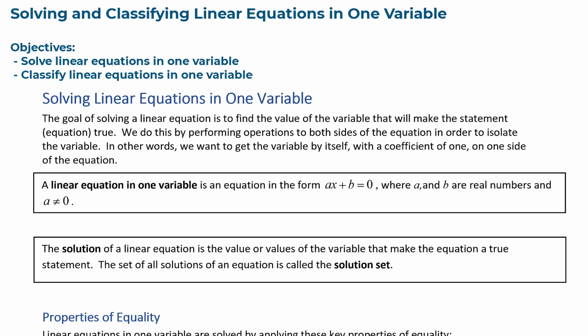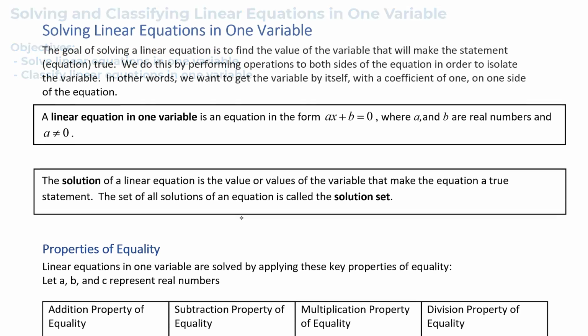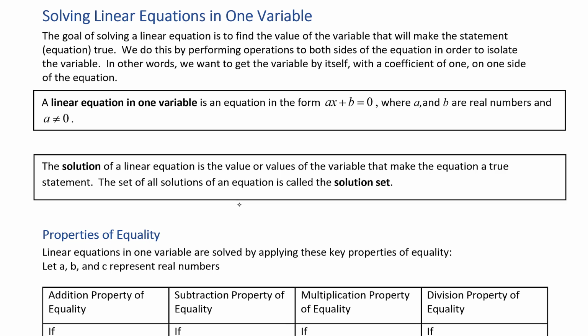Solving linear equations in one variable. The goal of solving linear equations is to find the value of the variable that will make the statement or equation true. We do this by performing operations to both sides of the equation in order to isolate the variable. In other words, we want to get the variable by itself with a coefficient of 1 on one side of the equation.